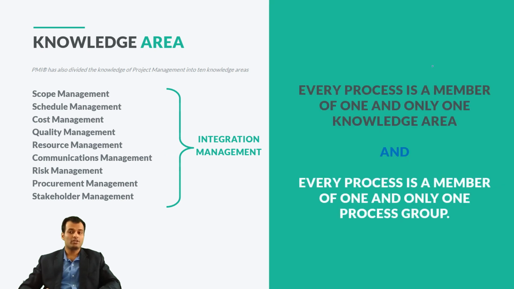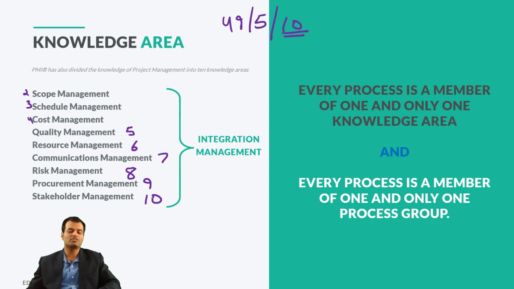There are 10 knowledge areas in all. First we discussed the 49 processes, then the 5 process groups, and there are 10 knowledge areas. So what are those knowledge areas? We have scope management, schedule management, cost management, quality management, resource management, communication management, risk management, procurement management, and stakeholder management. All of those combined are held together by your first knowledge area, which is integration management. Integration means to integrate, to join each and every knowledge area together.